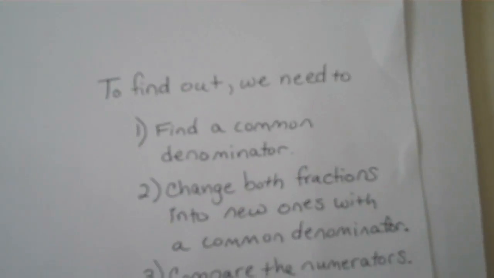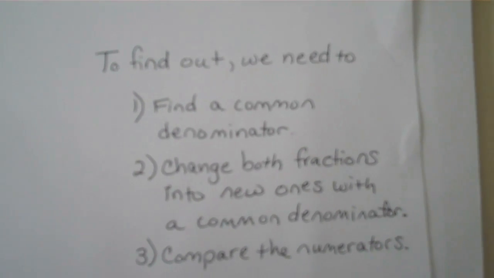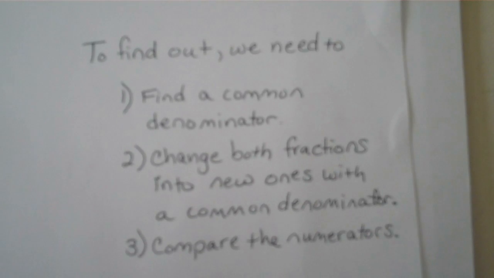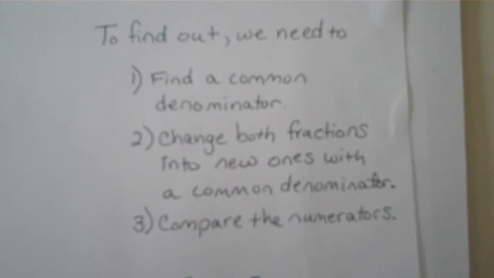To find out, we need to: 1. Find a common denominator, 2. Change both fractions into new ones with a common denominator, and 3. Just compare the numerators. So let me show you how that works.